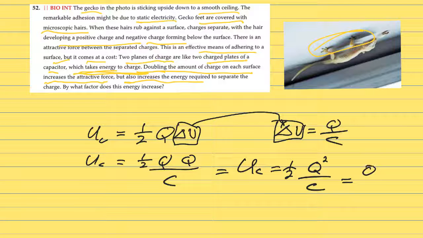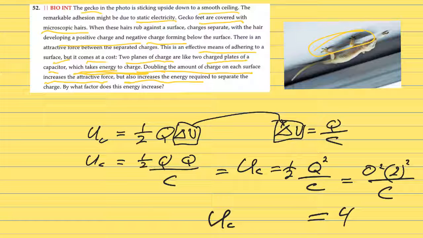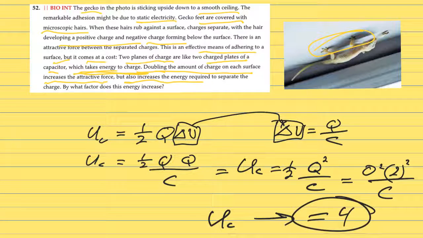When Q doubles, this Q squared becomes 2 squared, and the capacitance stays the same. So the energy of this capacitor, or the energy required to move charges around in this capacitor, goes up by a factor of 4. So that's kind of a fun little substitution problem.